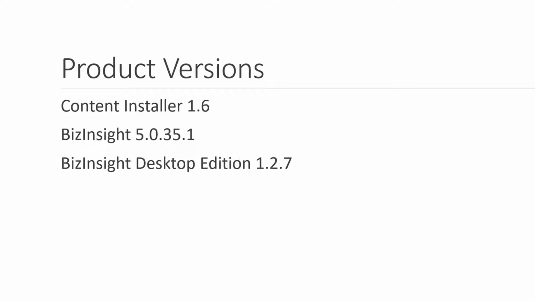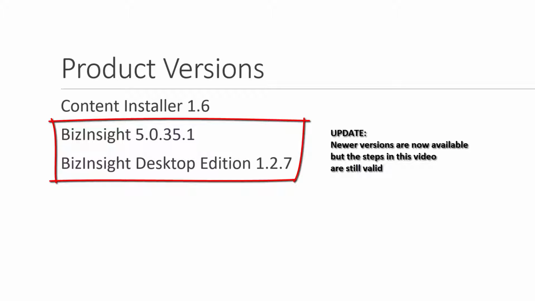The content installer version used in this video is 1.6. The BizInsight version used in this video is 5035.1, and the BizInsight Desktop Edition version is 1.2.7.